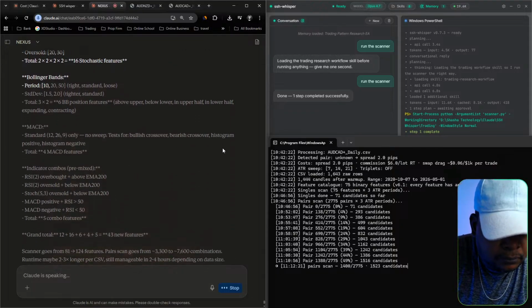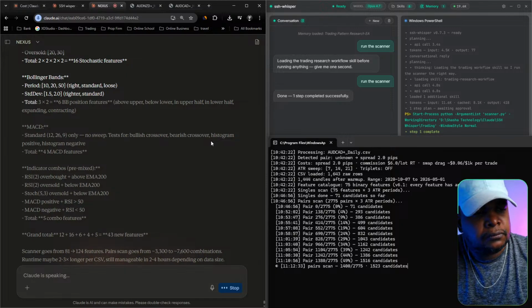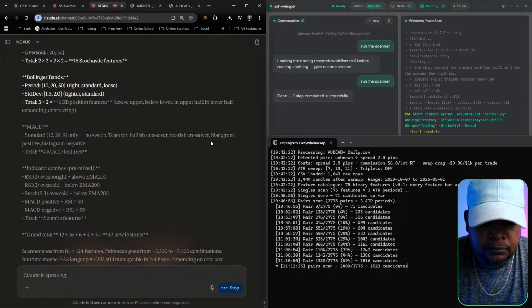Bollinger Bands. Period: 10, 20, 50, tight, standard, loose. Standard deviation: 1.5, 2.0, tighter and standard. Total: 3 periods times 2 deviations equals 6. BB position features: above upper, below lower, in upper half, in lower half, expanding, contracting.